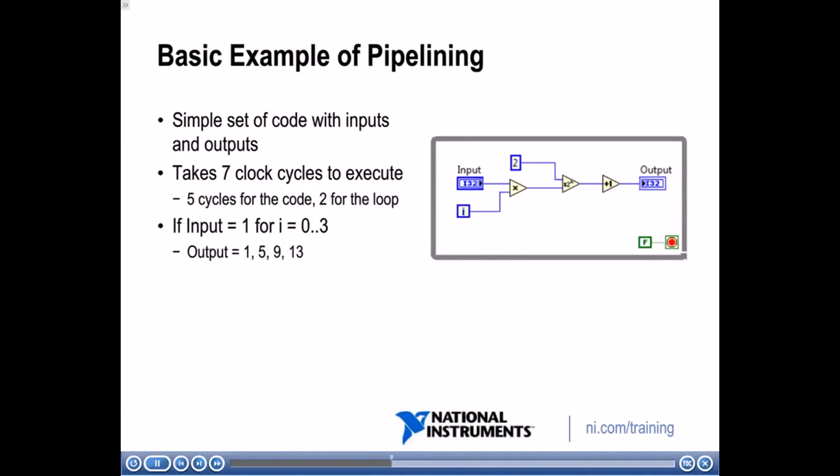Let's take a look at a basic example of pipelining inside LabVIEW. Here we've just got some simple code, and if we count up what's going on, it's going to take 5 cycles for the code to execute and 2 cycles for the loop to execute. Let's say that the input control equals 1 for iteration 0, 1, 2, and 3. The output is going to be 1, 5, 9, and 13, and we have all of those functions happening in sequence.